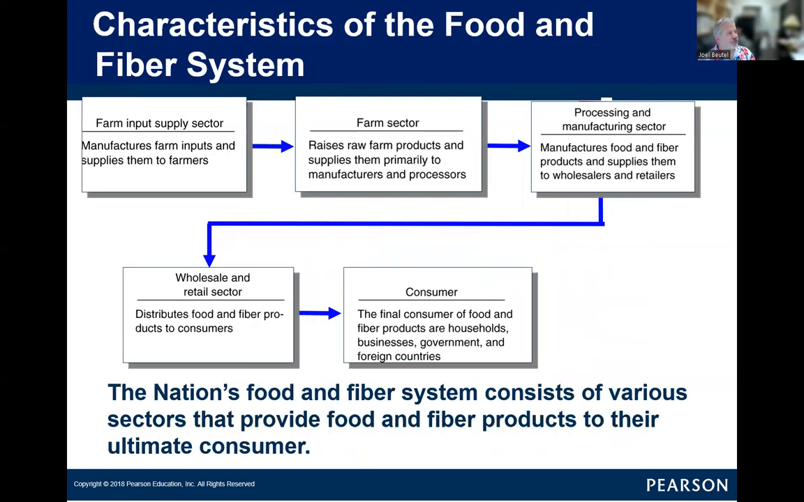So here's an outline of the food and fiber system. We've got our farm input supply sector. They produce the inputs and supply them to farmers. We're looking at seeds and chemical stocks, that's going to be fertilizers, herbicides, and pesticides. We've got our farm sector. They raise the raw farm product and supply it to the manufacturers and processors. Then we have those manufacturers and processors that take something like wheat and make it into a finished grain product and mill it, or take chicken and process it, get rid of the feathers and the skin, and cut it up. The wholesale retail sector might do some more refining of the good, or might just distribute it to the consumer, and then the consumer is going to use that product for consumption.